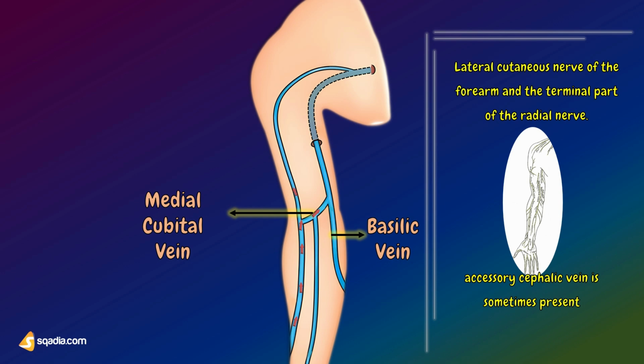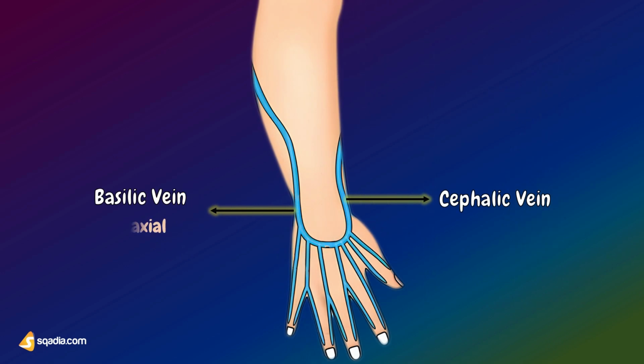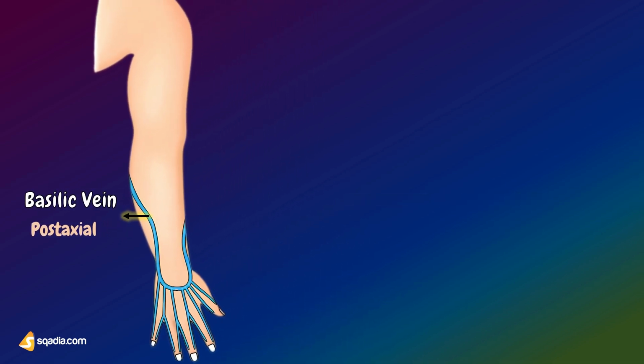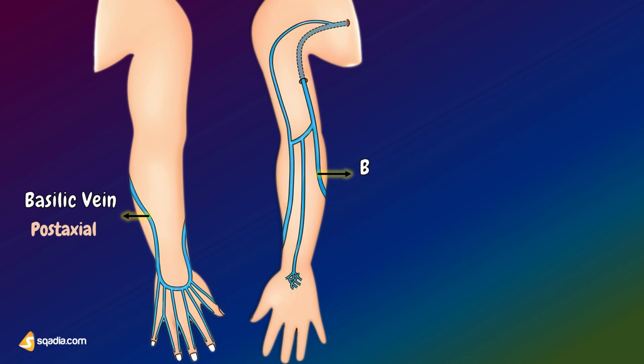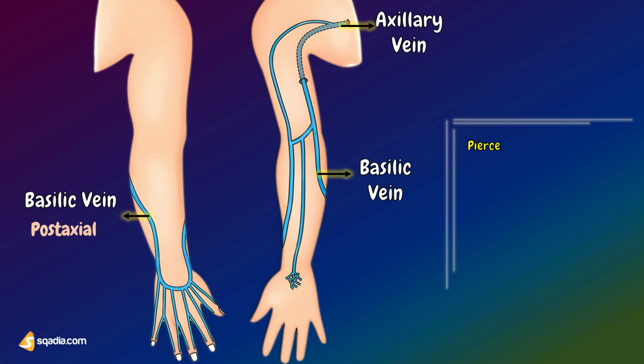Now let's talk about the basilic vein. The basilic vein begins from the ulnar side of the venous network on the dorsum of the hand. Basilic vein is the postaxial vein of the upper limb. It ascends along the ulnar side of the forearm, first on its posterior aspect, and then winding around the ulnar border to reach the anterior aspect.